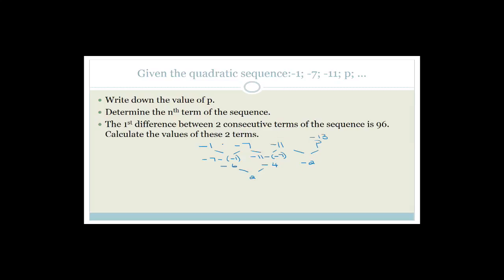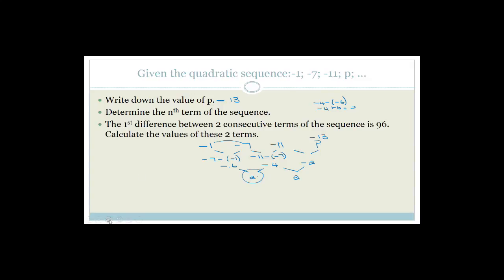Let me show you again. The difference between these two and these two is minus 6. In other words, minus 1 minus 6 gives you minus 7. Minus 7 minus 4 gives you minus 11. The difference between these two, so we've got minus 4 minus minus 6 is minus 4 plus 6, which equals 2. So the difference between these two is 2, which means that if I add 2 to minus 4, I get minus 2, which means I have to add minus 2 to minus 11, which gives you minus 13. So therefore, this value here is minus 13.